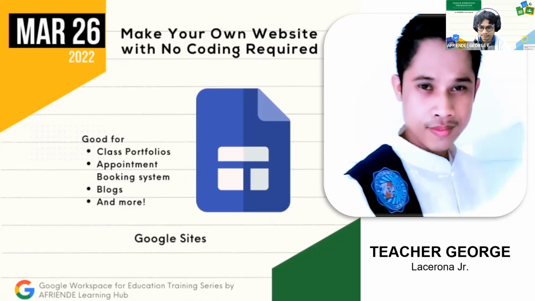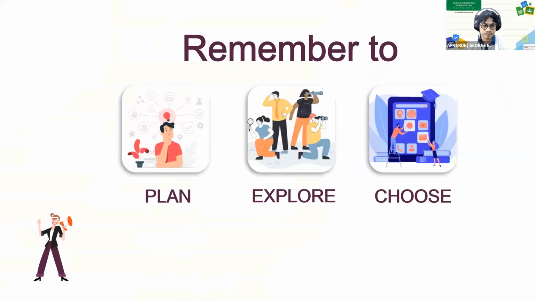But as Sir George said earlier, before we sit down to use our Google Site, let's always remember to plan carefully what the content of our website will be. And of course, let's explore Google Sites, explore its other technicalities, and what else we can use it for, whether it's only for displaying information, or whether we can use it for reservation or for exhibit too. And of course, at the same time, let's always choose the best application for that particular task or work at hand.